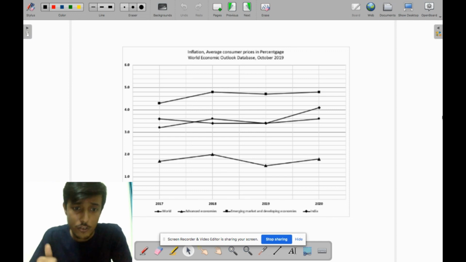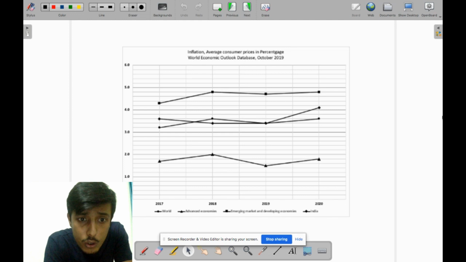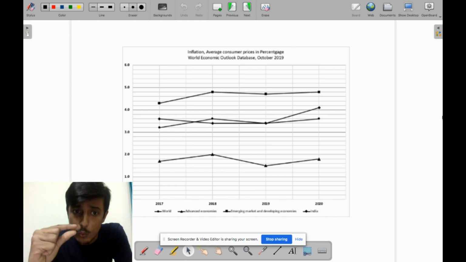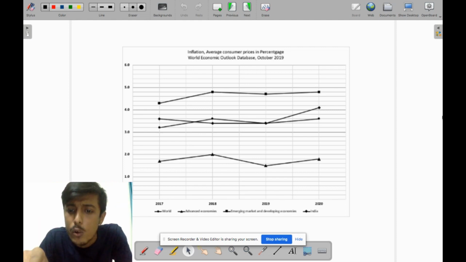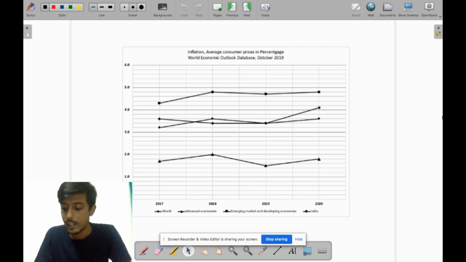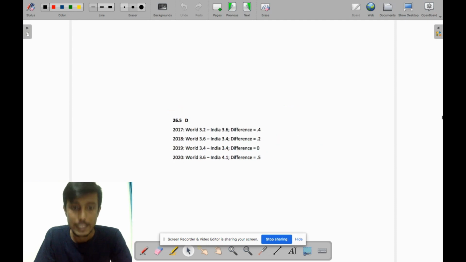So the difference has to be between 2017 and 2020. 2017 is two brackets. That means one bit is 0.2. So the difference in 2017 is 0.4. Here it's a little more than in 2020. It's a little more than 0.4. It's 0.5. Hence your answer will be 2020, which is option D.